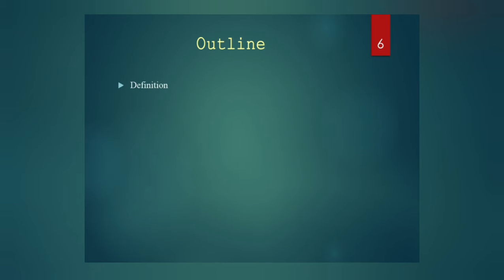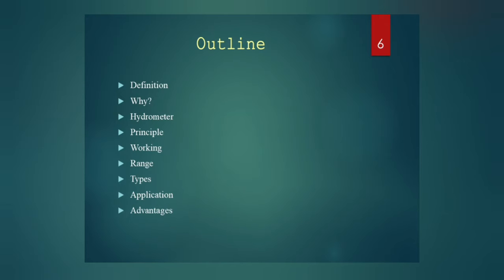The outline of this topic is definition, why specific gravity, hydrometer, which is an instrument used to measure specific gravity, its operating principle, its working, its range and types, its applications, and lastly advantages and disadvantages.